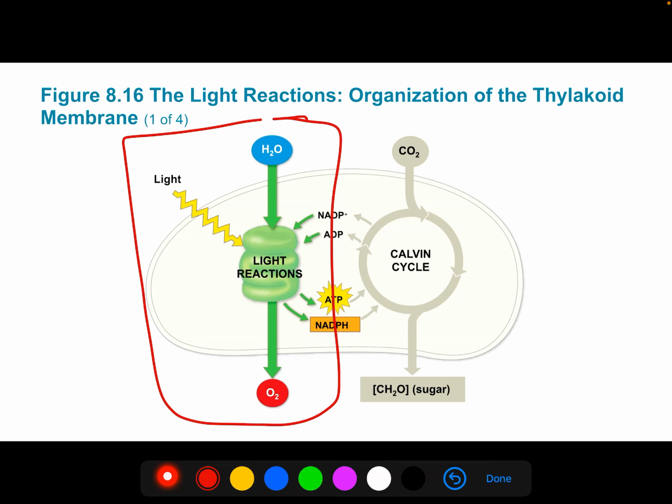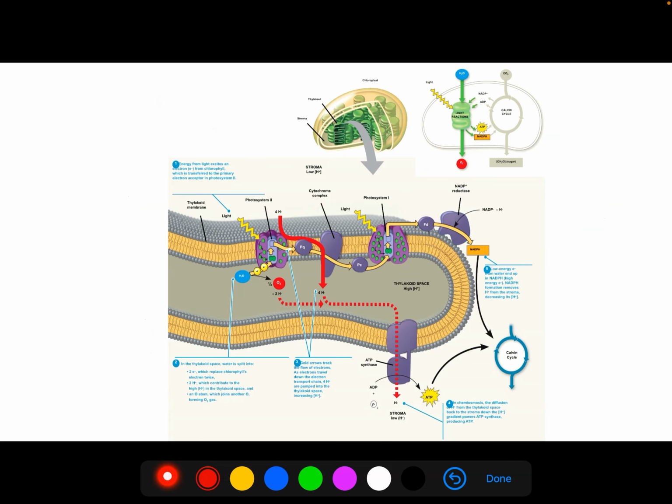There's two reactions in photosynthesis: the light reactions, or the light-dependent reactions, and the Calvin cycle, which is also called the light-independent reactions. And here's a great picture. We're going to color something here in a second in Notability, but here's a great picture.